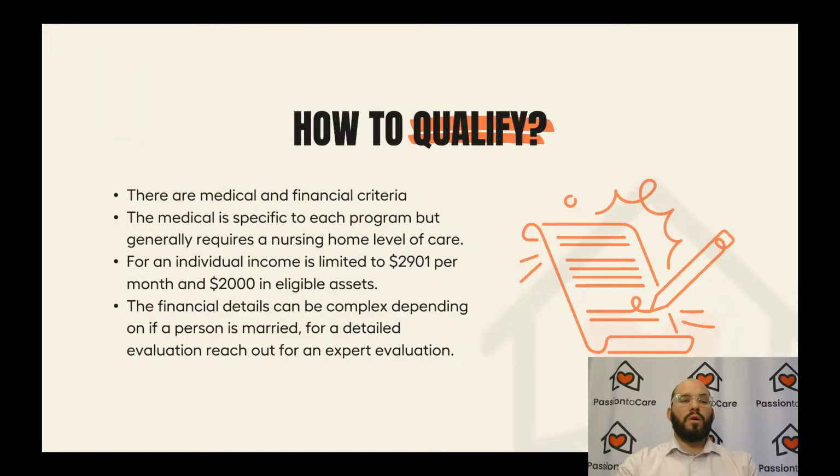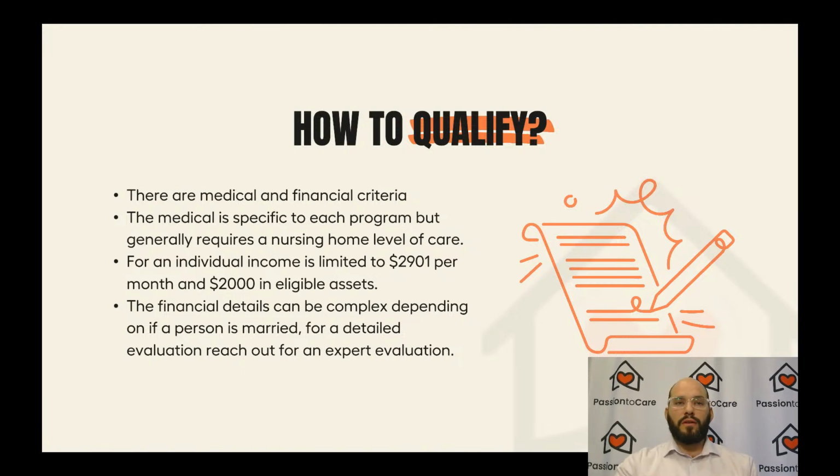Now, jumping right in, what are the qualifications? There are two categories. There is both medical and financial. The medical is specific to each waiver, depending on what it is in the rules, and we'll get into some more details later. And the financial, again, can vary in different situations, but essentially for an individual, your income is limited to $2,901 per month and $2,000 in eligible assets. So that means cash or cash equivalents in a savings account, in a retirement account, in an annuity, or a whole life insurance policy.